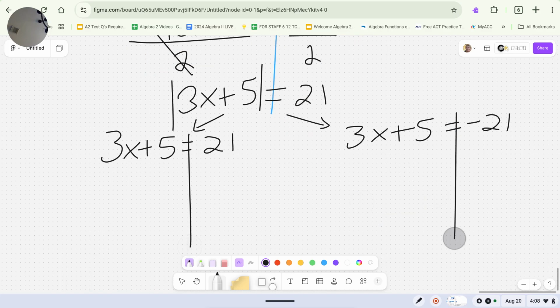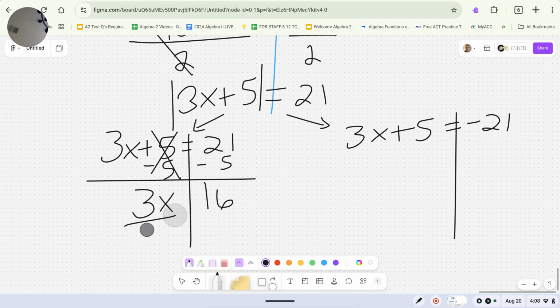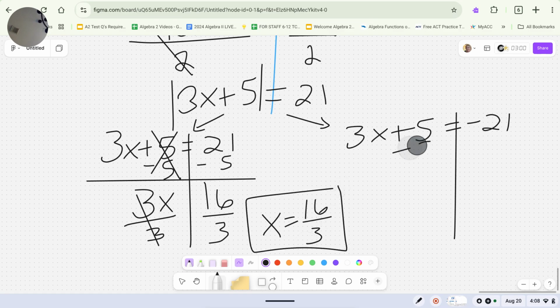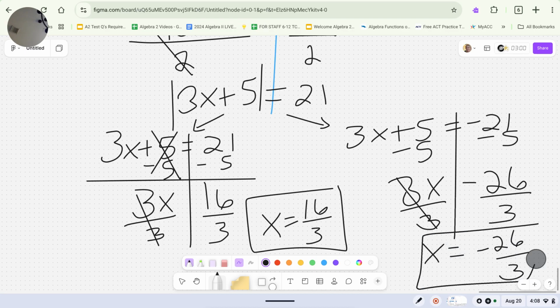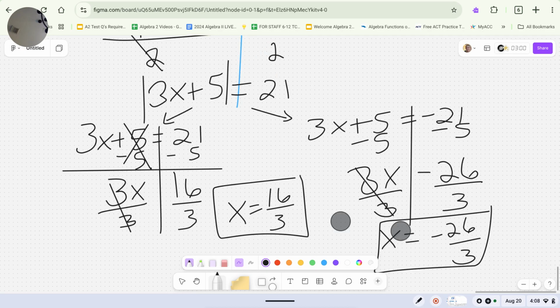So let's go ahead and just solve for x. Minus 5 cancels out. 21 minus 5 is 16. I think I did that right. I'm not a mental math giant. Divide by 3, x could equal 16/3. That's one answer it could be. Or minus 5, that would be negative 26. Okay, divide by 3, x could equal negative 26/3. Those are the two answers that I could have. Do you see how that worked?